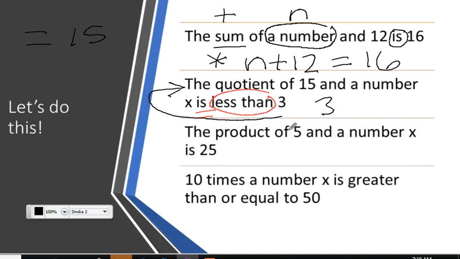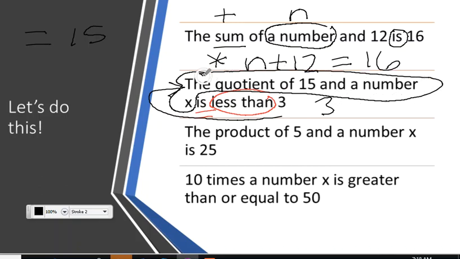So we have to write the 3 first because the quotient of 15 and a number x is less than 3. So we have to write down the 3 first, and then we have to write down the quotient of 15 and a number x. Okay, so the quotient of 15 and a number x is less than 3. Okay, so here's our is less than. So that's what that one looks like.